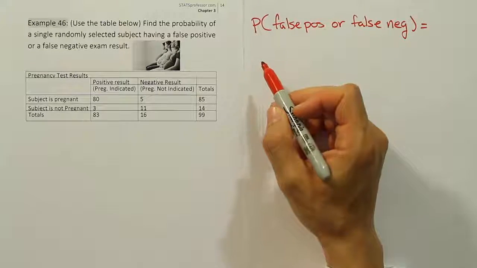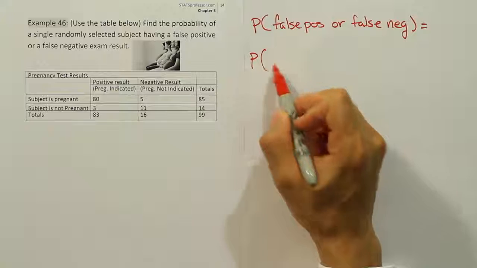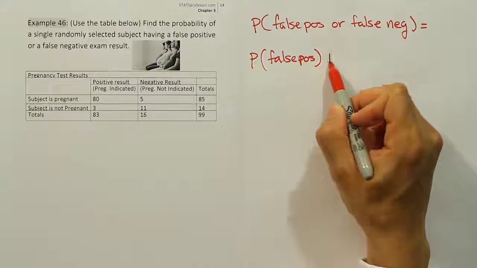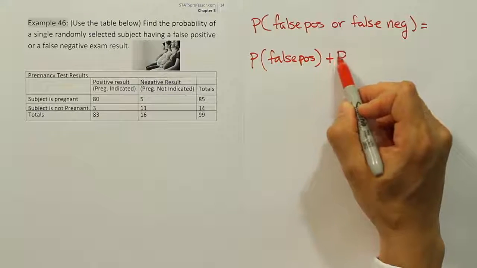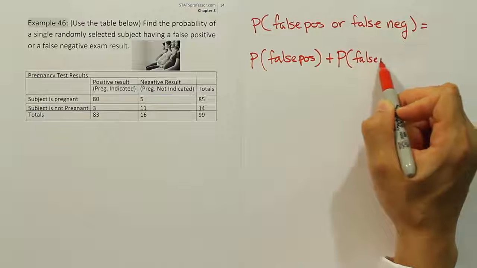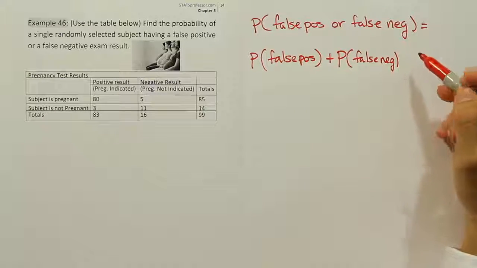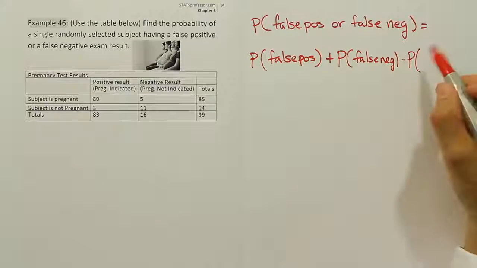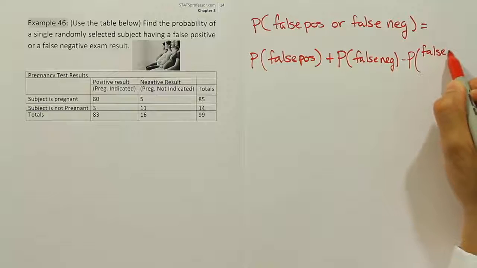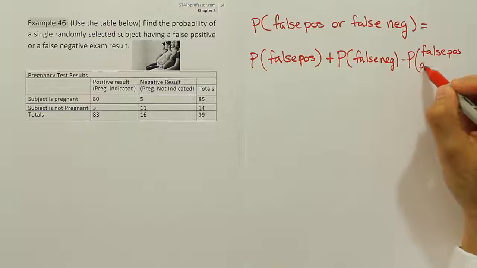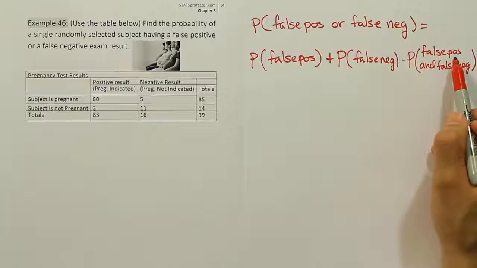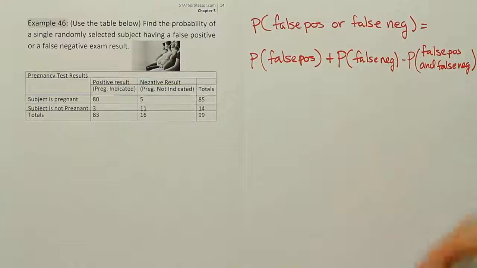If we write it out using the rule formally, the formal rule says that we should do probability of false positive first, plus the word or becomes an addition sign, the probability of a false negative, and then we should subtract off here the probability that a person has a single test that's both these things, right? That would be false positive and false negative. So let me ask you, does that make sense to you? Could you have a single test result that's both a false positive and a false negative?